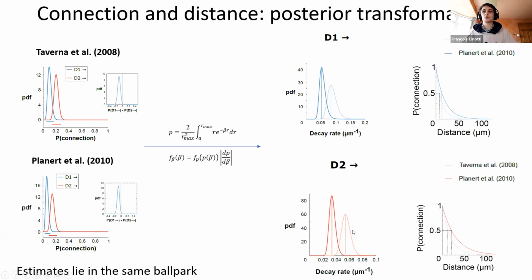We can do the same for D2 neurons. The agreement is less evident, but we're at least satisfied the curves are close-ish together. So the estimates lie in the same ballpark.